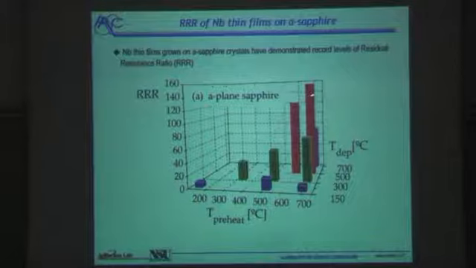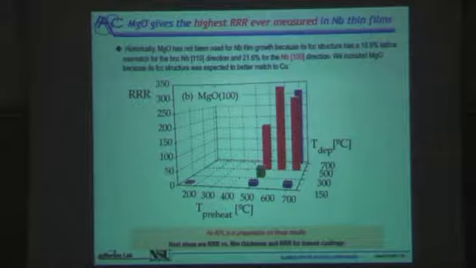Now, I'm not saying that we're going to go and coat some SRF cavity at 600 degrees C for obvious reasons. But the point is to see what we can learn from this kind of activity that we can then apply back to the SRF problem. And if we look at niobium on MgO, this is where we got these rather spectacular results, a whole series of RRR measurements that exceeded 300.